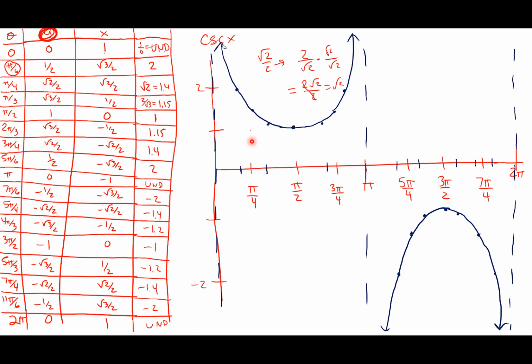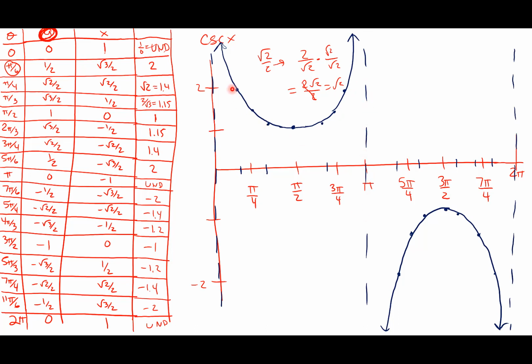At pi over 4, the value is 1.4. A little bit away from pi over 4 is pi over 3, which is that 1.2 value. And at pi over 2, we should put a marker right at 1. Alright, next one. 2 pi over 3 right here. This is 1.2. Moves up to 1.4. Moves up to 2. And then we have our break.